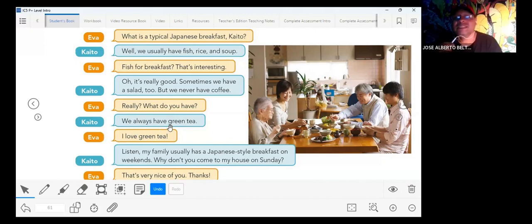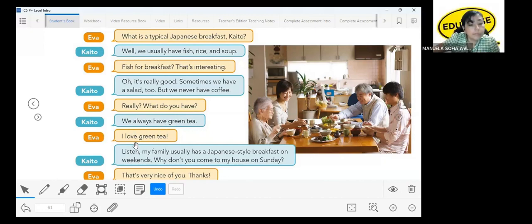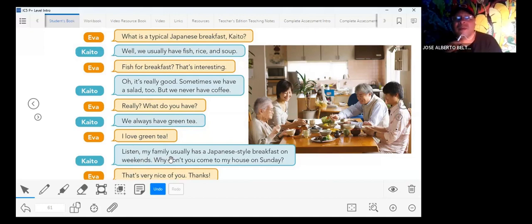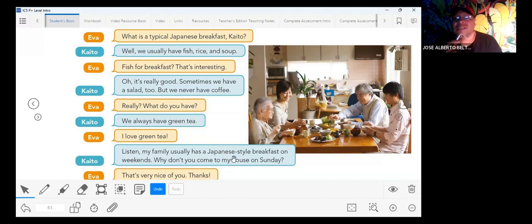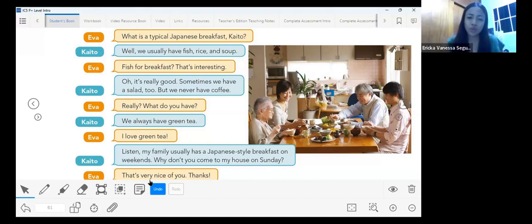Always have green tea. Okay. I love green tea. Listen, my family usually has Japanese style breakfast on weekend. Why don't you come to my house on Sunday? That's very nice of you.